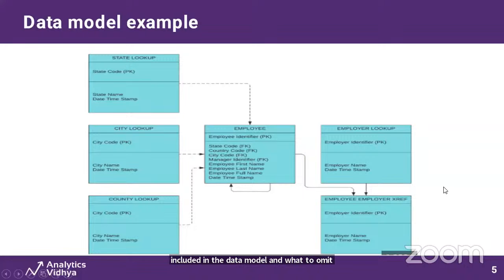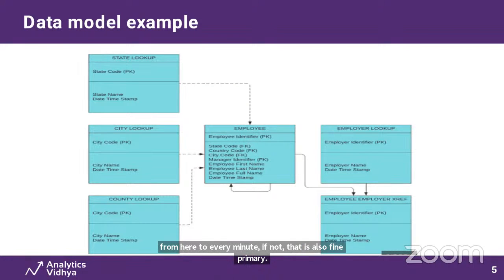Here is a simple data model example. This is an employee database where we can see that there is a central table called the employee, and it has a unique identifier, the employee identifier, which is the primary key. I hope primary key is familiar to everyone. If not, that is also fine. A primary key is a unique ID by which a particular table's records can be identified.